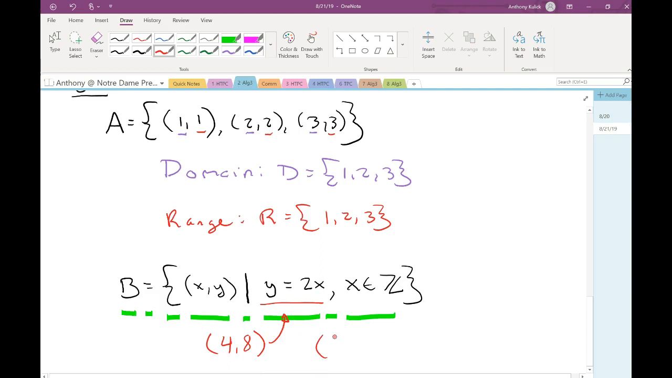Anyone? Yes. 6 and 12. Very good. That if I pick x to be 6, then y has to be 2 times 6, or 12.